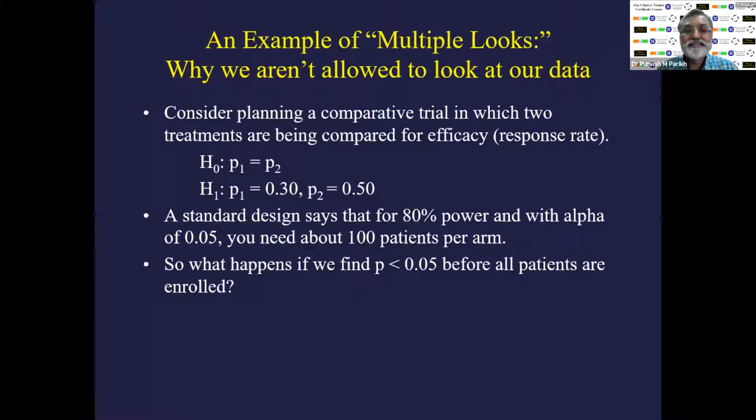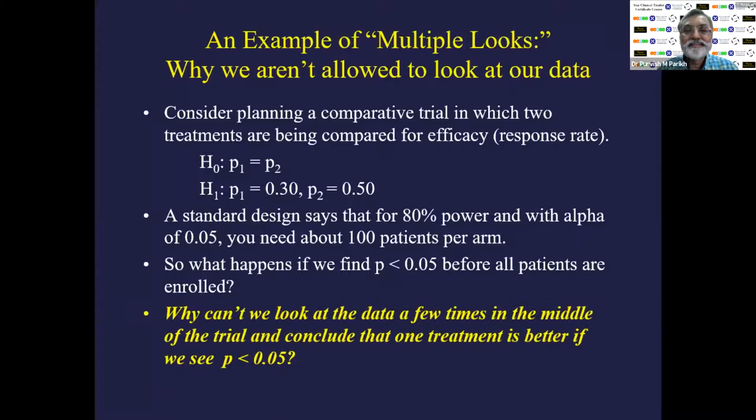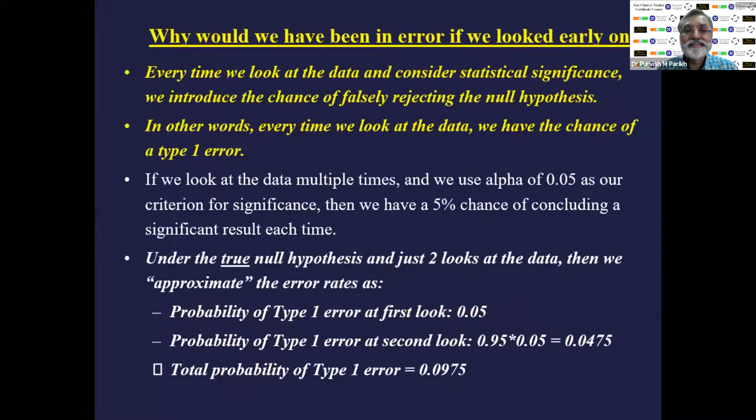So why is multiple look an important issue and why can it be problematic? So for example, if I have a study where I'm accruing 100 patients in each arm and looking for an improvement in response from 30% to 50%, why can't I look at the data when 30 patients are accrued, and if the p-value is less than 0.05, call my trial positive and stop the trial? Why can't that be done simply in that manner?